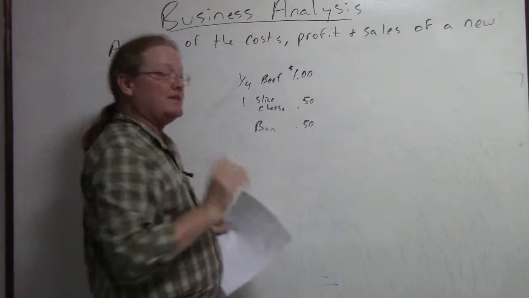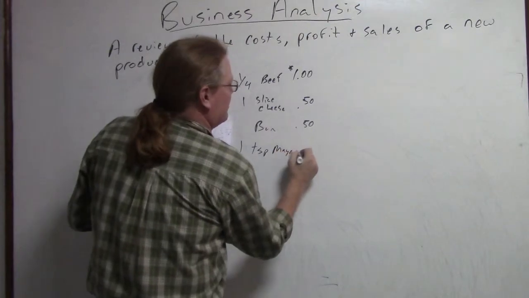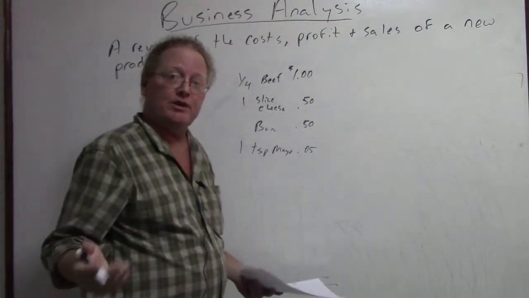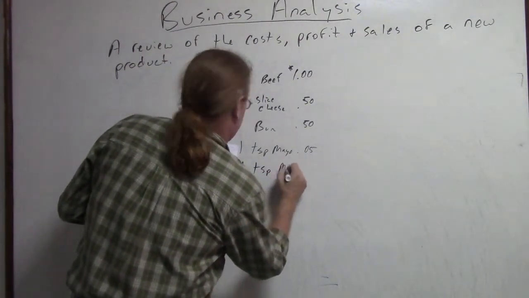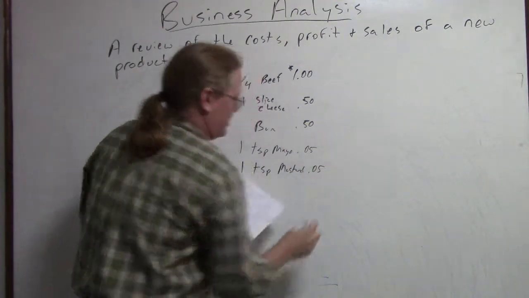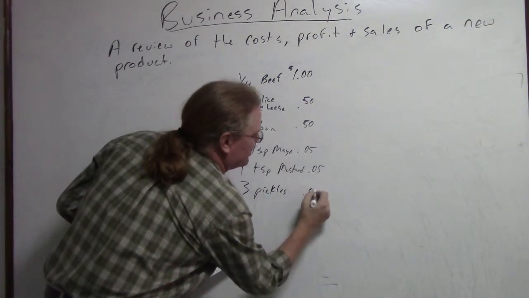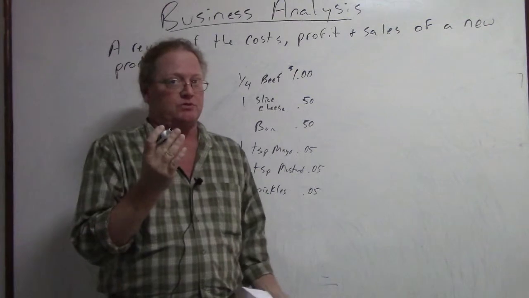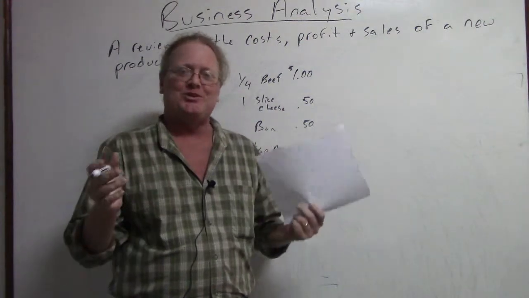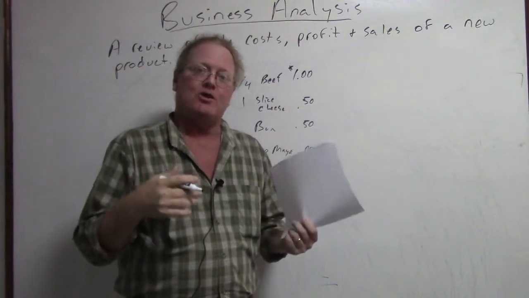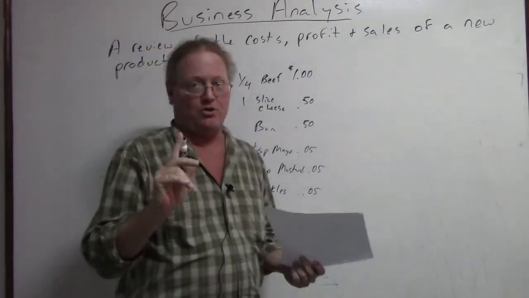But then you have to get into the details of what goes into the product, such as 1 teaspoon of mayo might cost you 5 cents. You have to go figure out how much a teaspoon of mayo would cost. And then 1 teaspoon of mustard might cost 5 cents as well. 3 pickles on your burger might cost 5 cents. 3 pickles. I didn't say 4, I didn't say 2, I said 3. The jar of pickles would tell you the amount of servings in the jar and how much a serving is, and then you can factor in the cost of the jar and then find out how much each pickle costs.